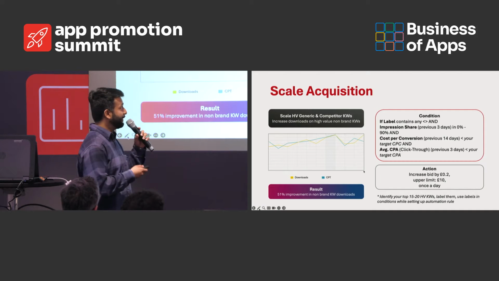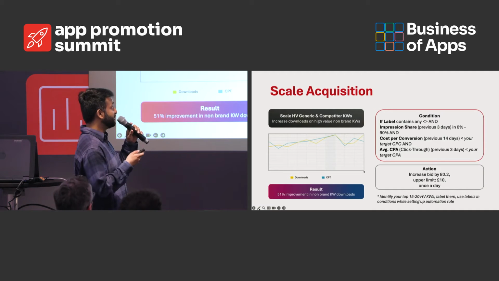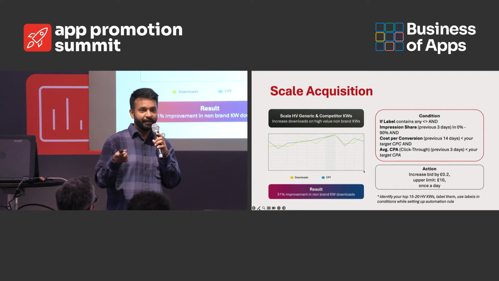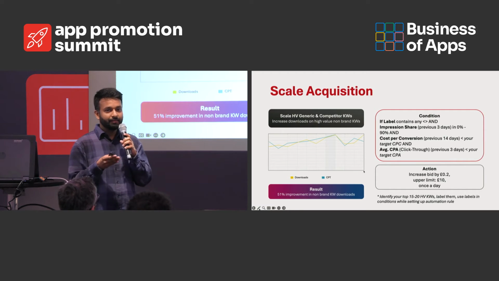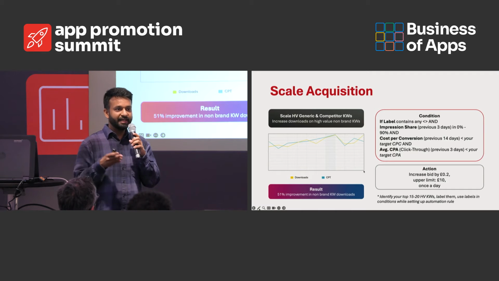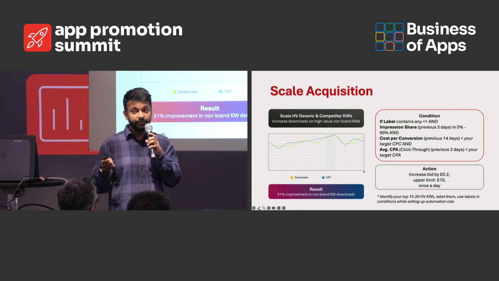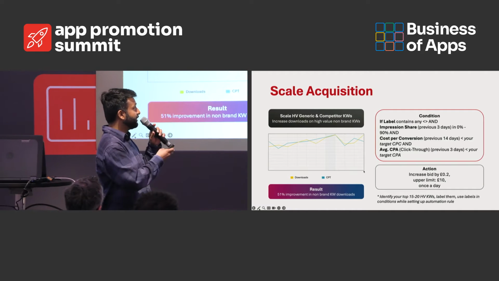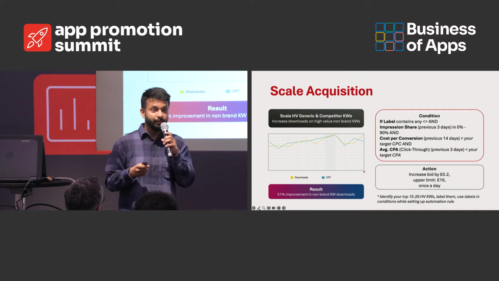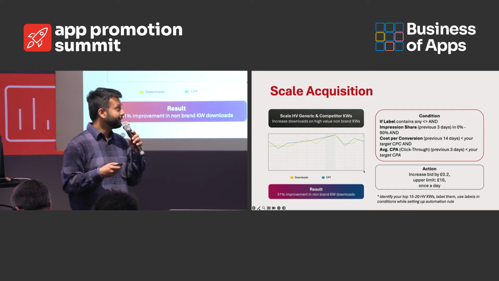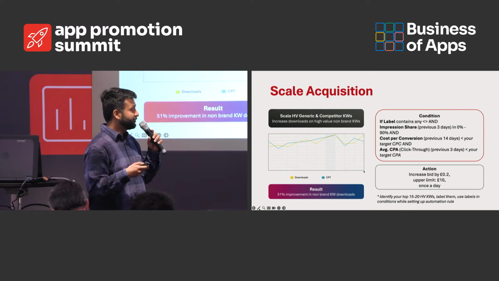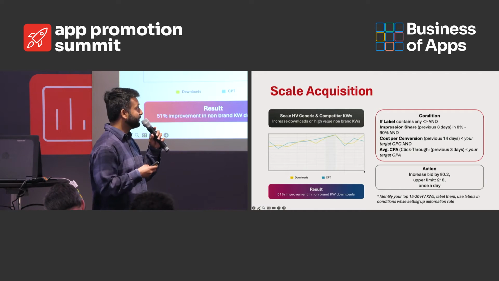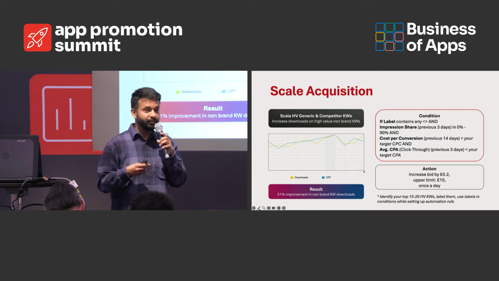By building this automation rule, first of all, by using your CMP, you can label your high-value keywords. So if you're getting the majority of your performance through 10 or 15 keywords, you can label them using your CMP. And after labeling them, you can create this condition where if your impression share on those keywords falls below 91%, and you're getting a cost per conversion that is under your target levels, and your cost per download is also under your target levels, then this rule will increase your bid on those keywords.